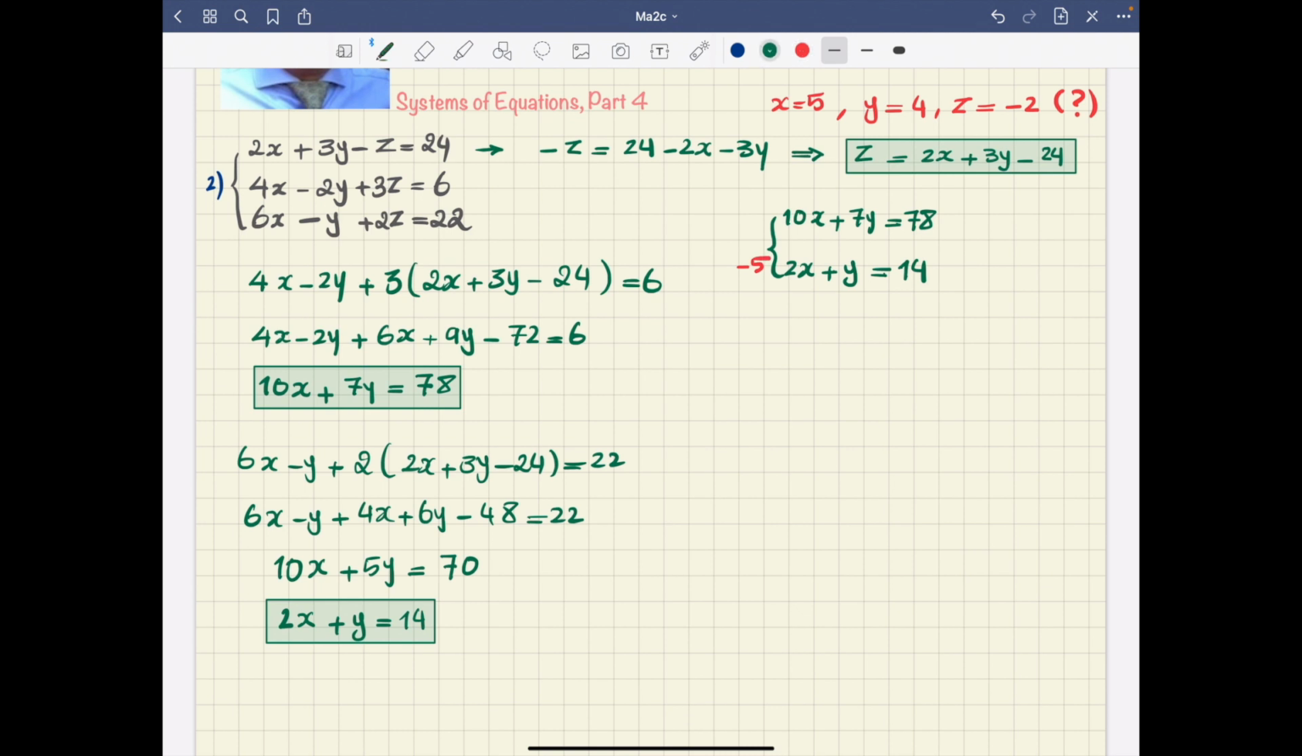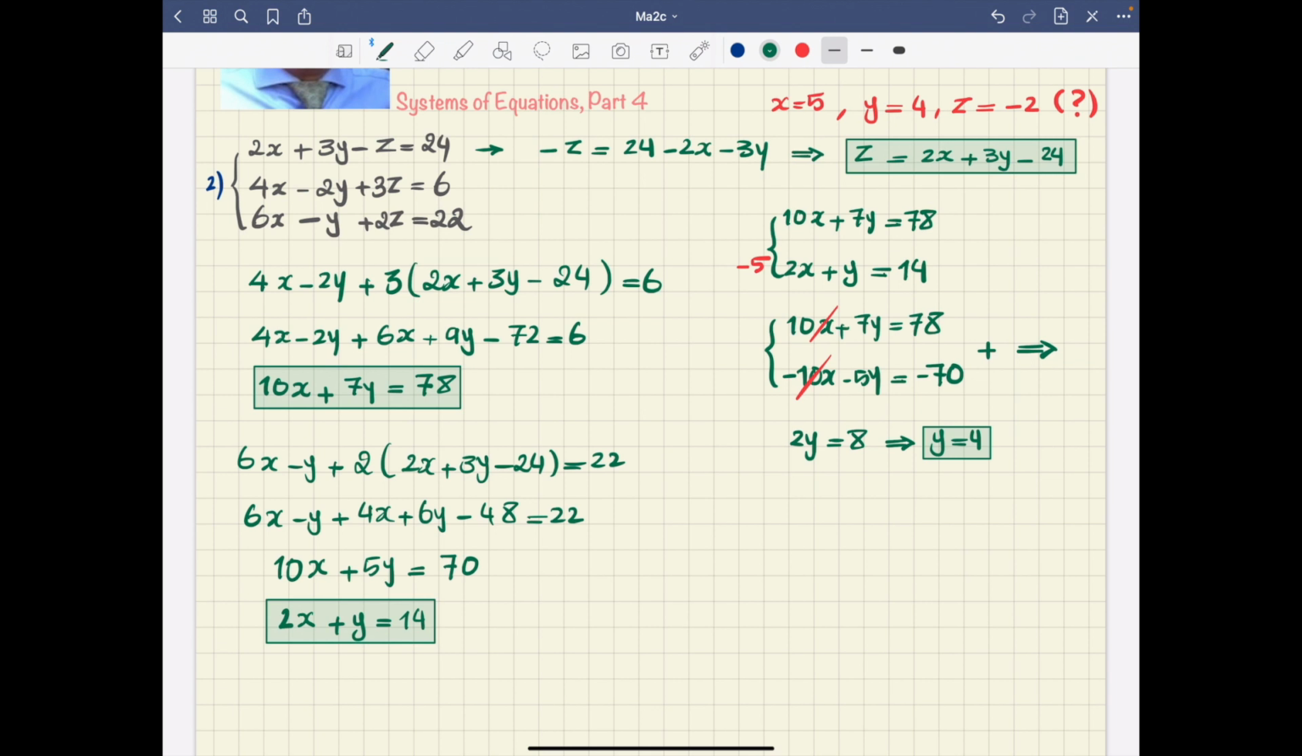So what I will get, the first equation is the same, 10x plus 7y is equal to 78, and the other equation becomes minus 10x minus 5y, and when I multiply this, it becomes minus 70. And now I add them side by side, yes? So what happens here? This one and that one are gone. So 7y minus 5y is just 2y's, and then I have 8. And when I divide by 2, it becomes 4. So as you predicted, your answer was correct. So y is equal to 4.